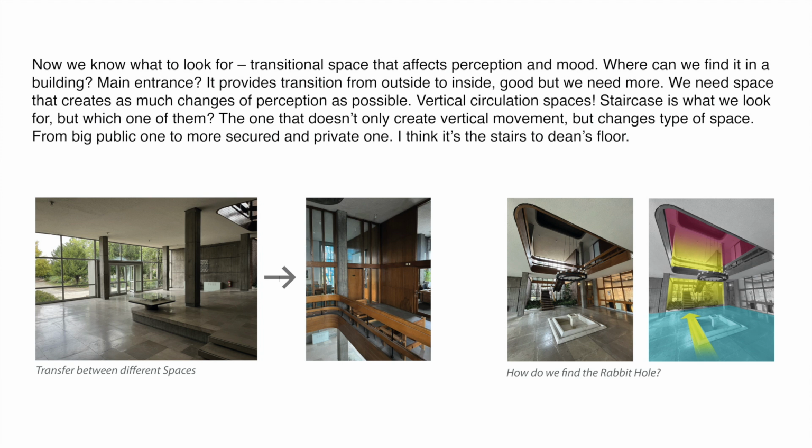Where can we find it in a building? Main entrance? It provides transition from outside to inside. Good, but we need more. We need a space that creates as much change in perception as possible. Vertical circulation spaces. Staircase is what we look for. But which one of them? The one that doesn't only create vertical movement, but changes the type of space, from a big public one to a more secure and private one.